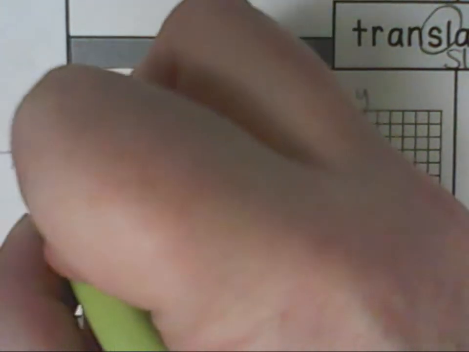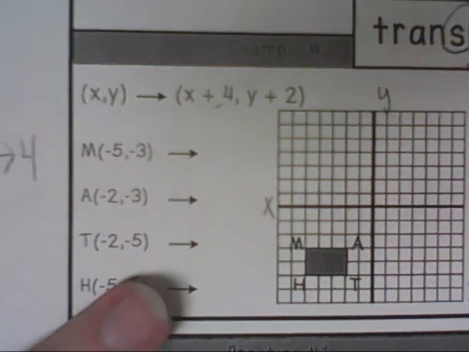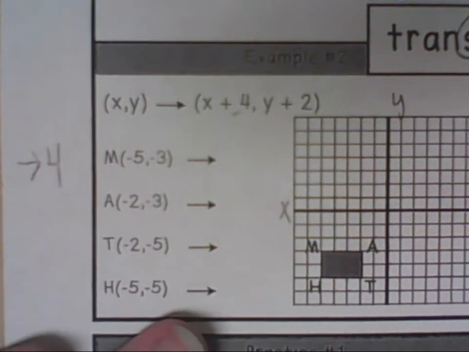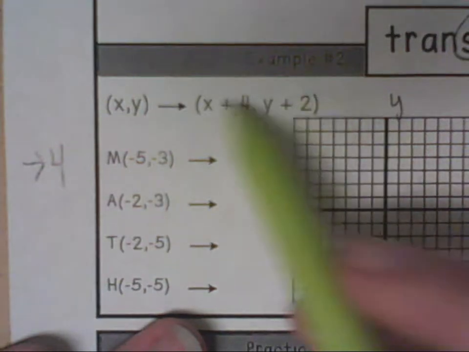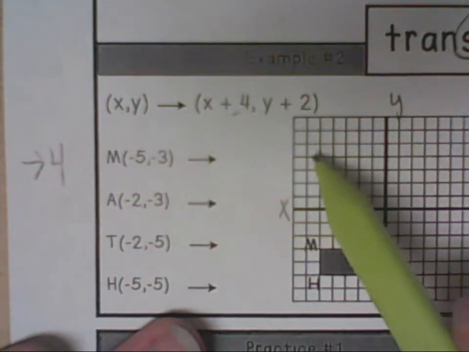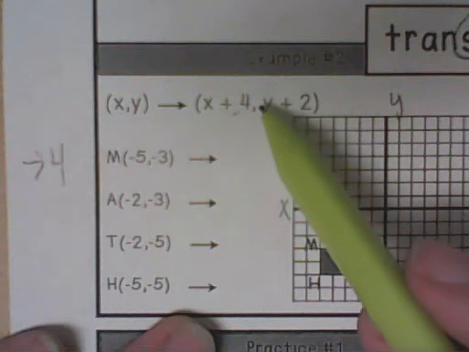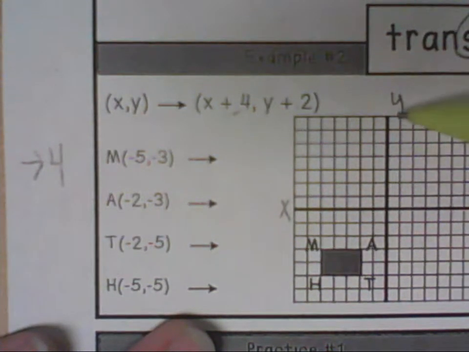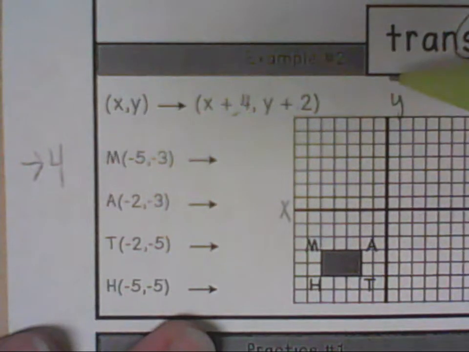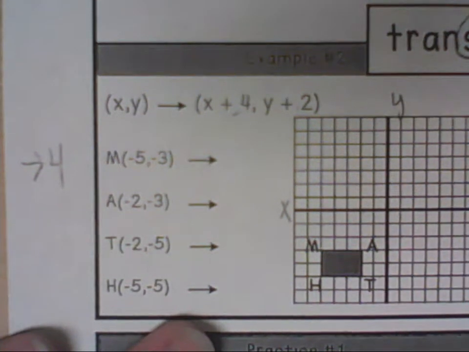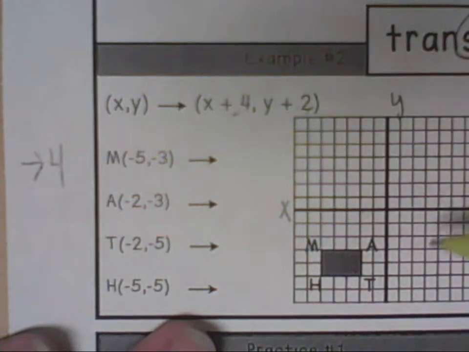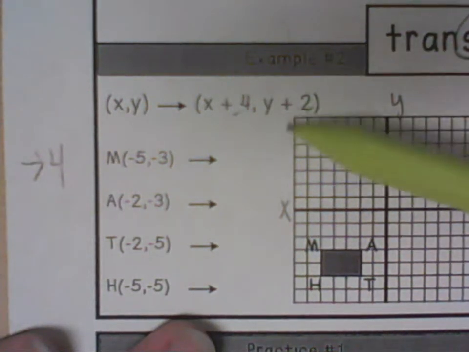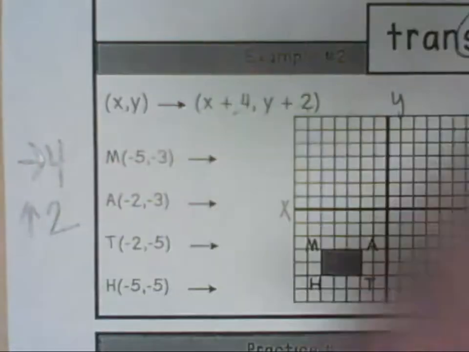And I like to make me a little road map. So I know that I'm going to go to the right 4 units. Now let's look at our Y. In our algebraic representation of this slide, it says that Y is going to go 2 units. On our Y-axis, do we move left and right or up or down? Up and down. Okay, it says positive 2, so am I going to go up or down? I'm going to go up. Very good. So I'm going to go to the right 4, and I'm going to go up 2.